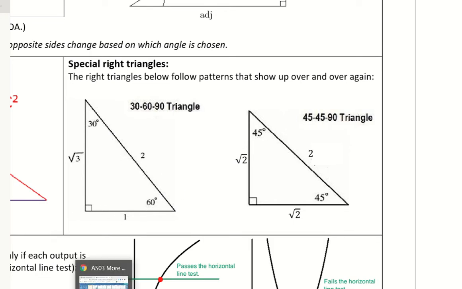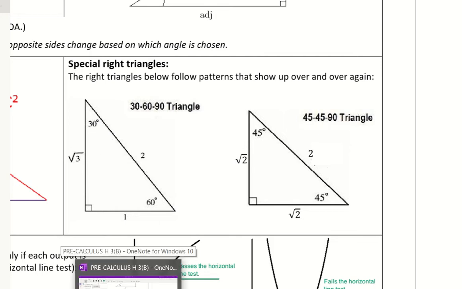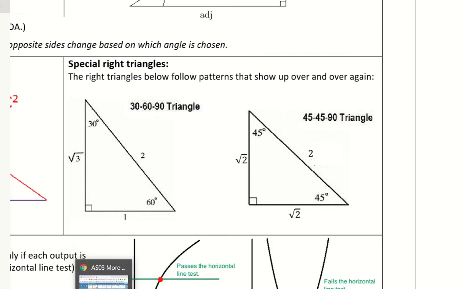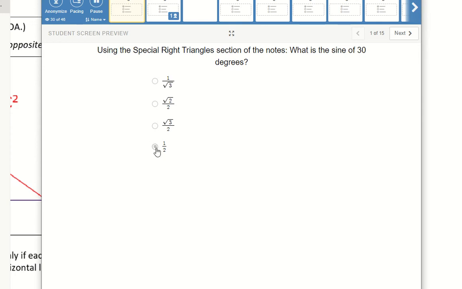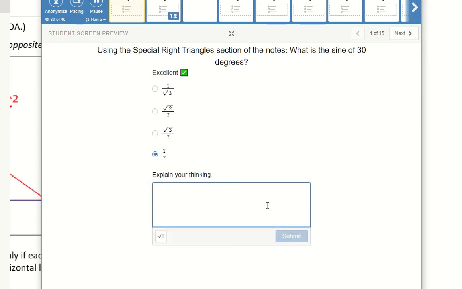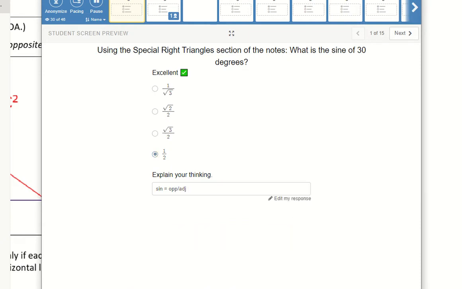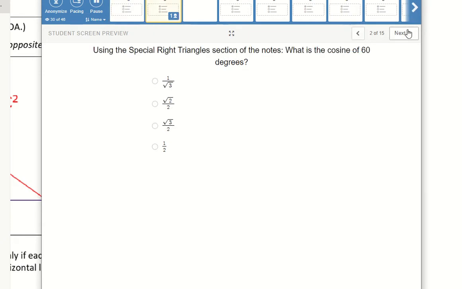And that's going to be true for all triangles that are 30, 60, 90. Sine of 30 is always going to be 1/2. And we will learn some ways to start memorizing that. And how I know that is sine equals opposite over hypotenuse.